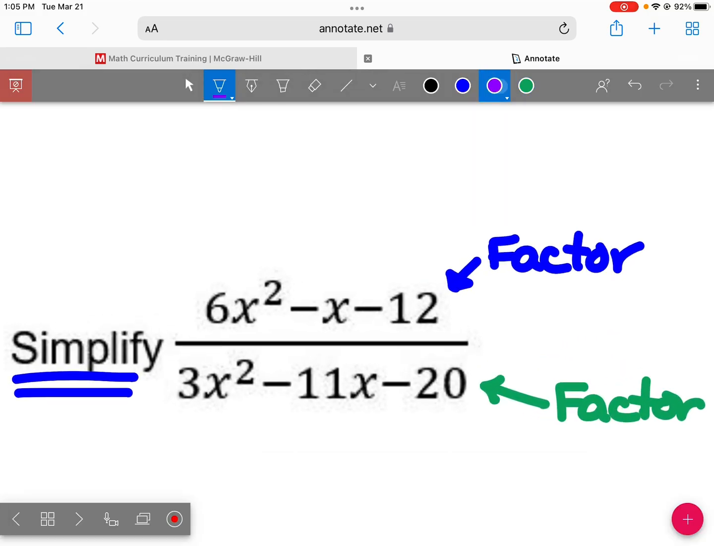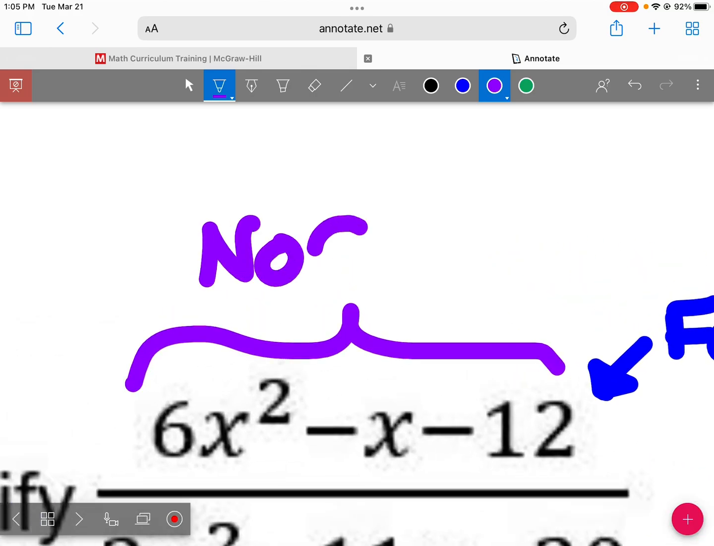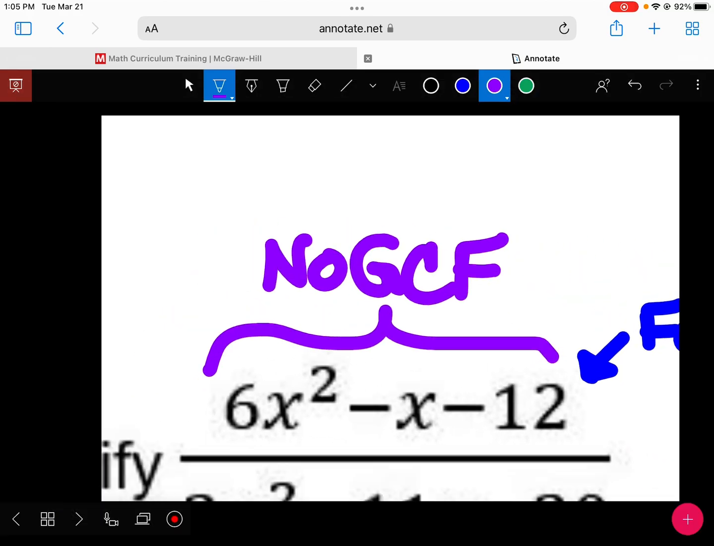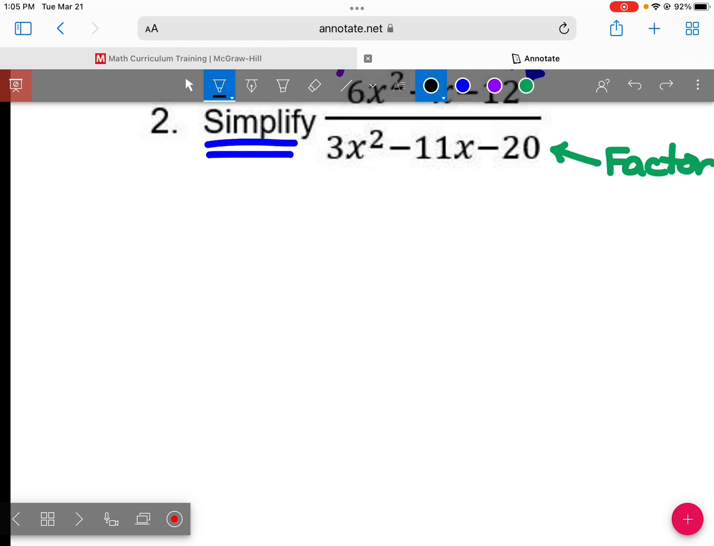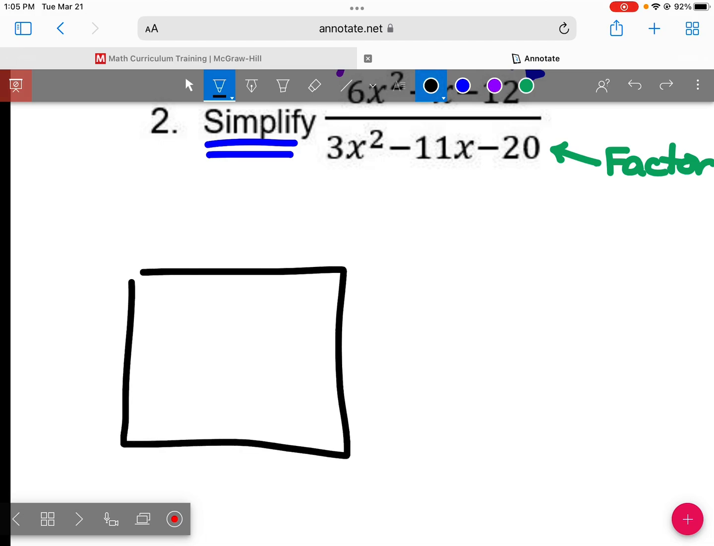First thing I always check for if I'm going to be factoring: GCF. Does this numerator have a GCF? No. It almost looked like it did. Which piece throws it off? That negative x right there. All right, so area model and an x. We're going to do that numerator.